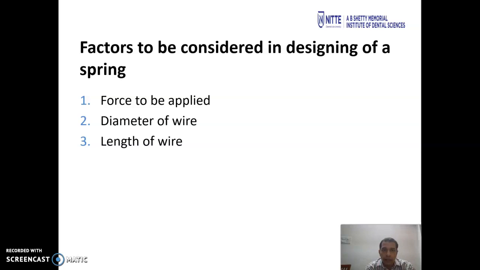Now, what are the factors to be considered in the design of a spring? There are three factors to be considered. One is the force to be applied, the diameter of the wire, and the length of the wire. When we go into the properties of the wire, we'll see about it in short. Depending on the type of wire, the thickness of the wire, or the length of the wire, the spring properties vary.